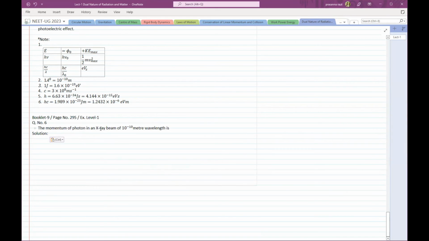The momentum of photon in X-ray beam of 10⁻¹⁰ meter wavelength is. Can you solve that? Start solving. So how to solve this? This one is easy. Direct momentum पूछा है. So the momentum of photon is P is equal to h by lambda, right? So directly values डाल दो. H का value 6.63 into 10⁻³⁴ and lambda का value उधर given है, which is 10⁻¹⁰ मीटर. तो वैसे ही डाल दो डायरेक्टली वैल्यू and you can get that answer, right?